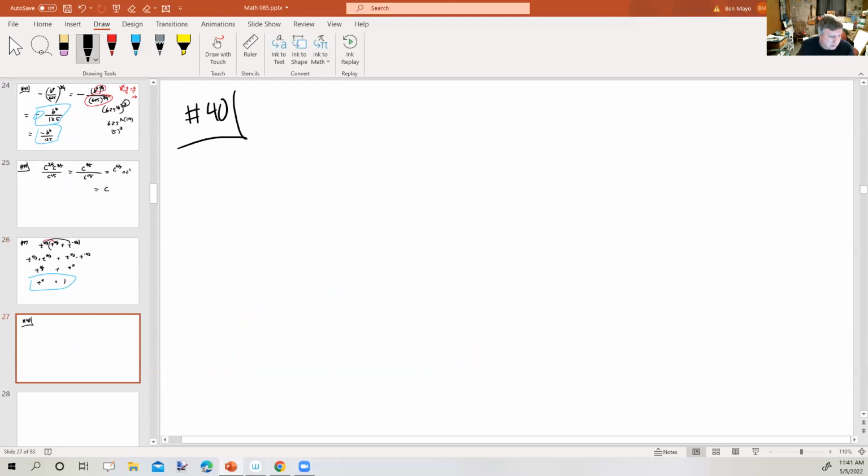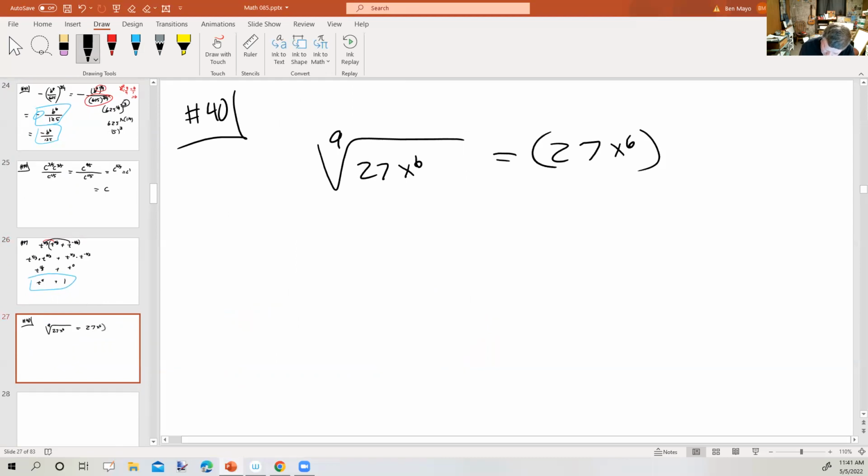Let's see here, where did it go? Number 40. Simplify the expression, the variable represents a positive real number. We have the 9th root of 27x to the 6th. Okay, so what we're going to do here is change this into exponential notation, and then we're going to simplify it.